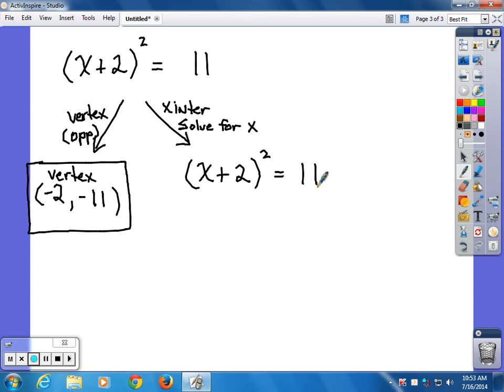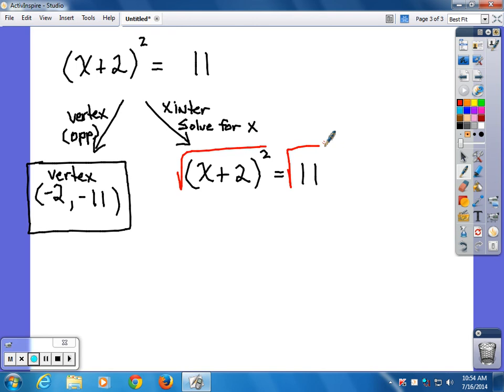Okay, how do you undo squaring something? So I'm going to do that in red so you can remember it. To undo a square, you take the square root. It's called the square root principle. If you have x squared is equal to 10, take the square root of both sides, and your answer is x is equal to positive or negative.